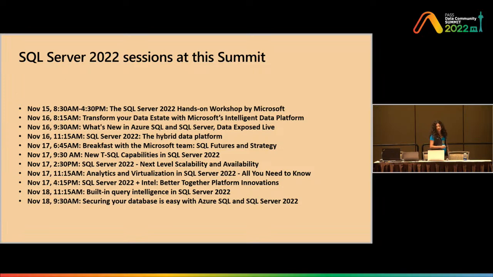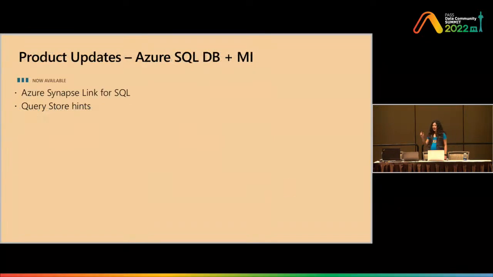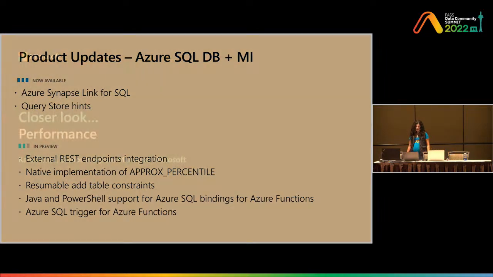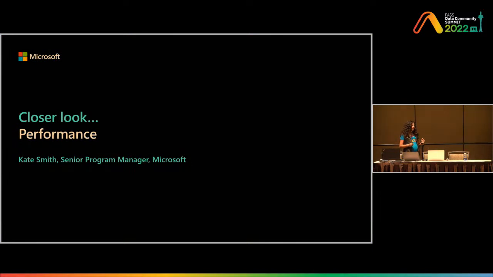Now, one of the cool things about SQL Server and Azure SQL is a lot of these updates that land in SQL Server also land in Azure SQL. So I wanted to highlight a couple things that are now generally available across Azure SQL Database and Azure SQL Managed Instance. One is Azure Synapse Link for SQL, so this applies to SQL Server and Azure SQL Database. Also, Query Store Hints is now generally available in Azure SQL Database and Managed Instance, also in SQL Server. A couple really exciting things that are now in preview across some of the different services, but we are going to take a closer look at performance.